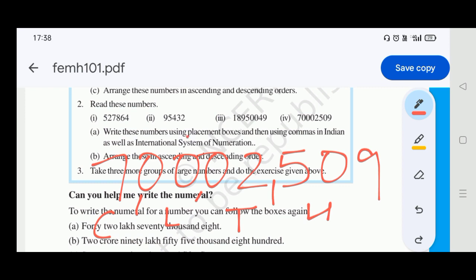So it is ones, tens, hundreds, thousand, 10,000, lakhs, 10 lakh, it is crore. So it is 7 crore 2,509. This is in case of the Indian system of numeration. Similarly, if we take into consideration the international system, we can say that it is 70,002,509.